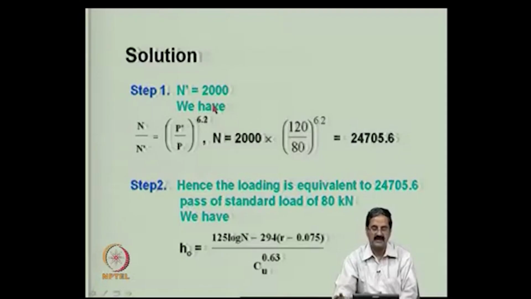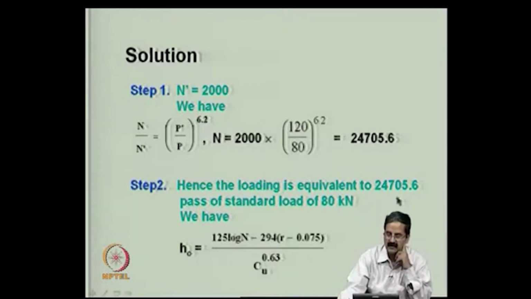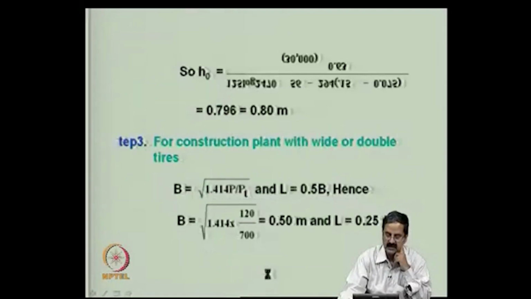Okay. So, you can see the damaging effect of higher axle loads. The loading is now equivalent to 24705.6 passes of the standard axle load of 80 kilonewtons. Hence, I am using this term H naught that I mentioned earlier, and this term comes here; rut depth is also known and Cu is known. Oh, there is some error here. I will revise this equation. So, it comes to 0.8 meters if you just substitute all the terms.